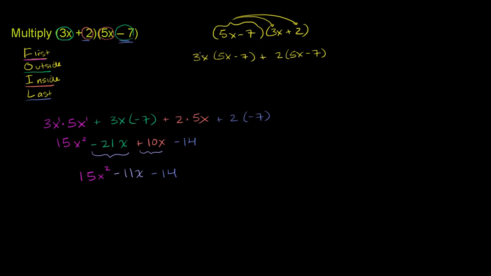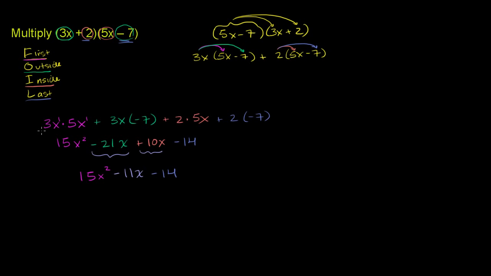Now we can do the distributive property again. We can distribute the 3x onto the 5x, and we can distribute the 3x onto the negative 7. We can distribute the 2 onto the 5x over here, and we can distribute the 2 onto that negative 7. Now, if we do it like this, what do we get?